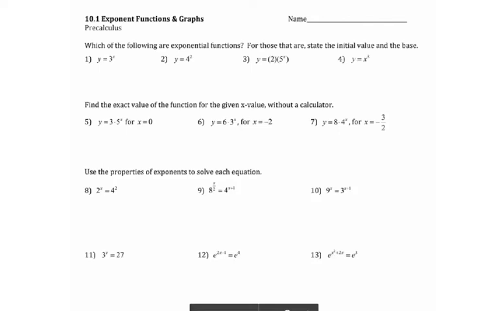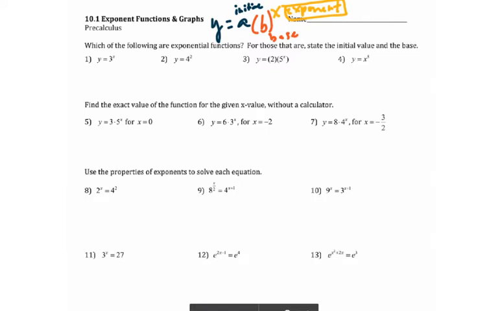Right, 10.1. So what we have here are exponential functions. For something to be an exponential function, it's in the form y equals a times b raised to the x. So a is called the initial value, or the starting value. b is called your base. And then x is the exponent, and it has to be an x in the exponent for it to be an exponential function. So for the first question, it says, which of the following are exponential functions?